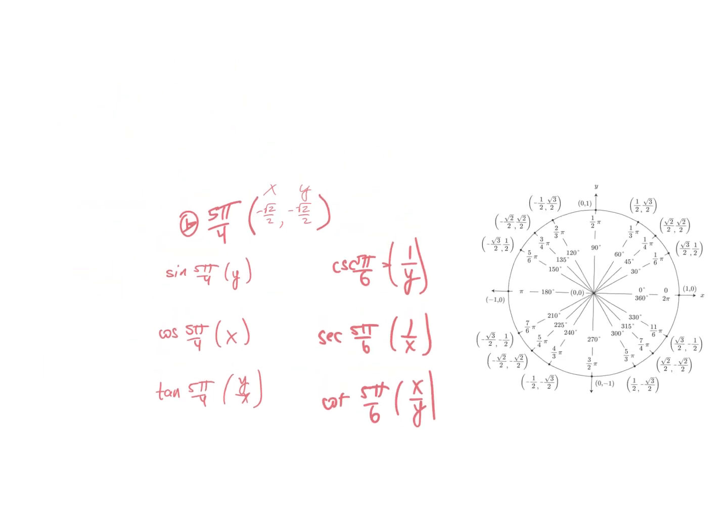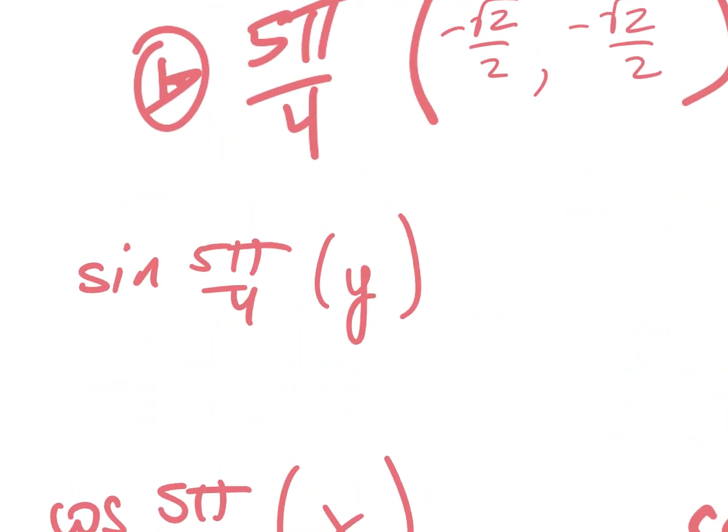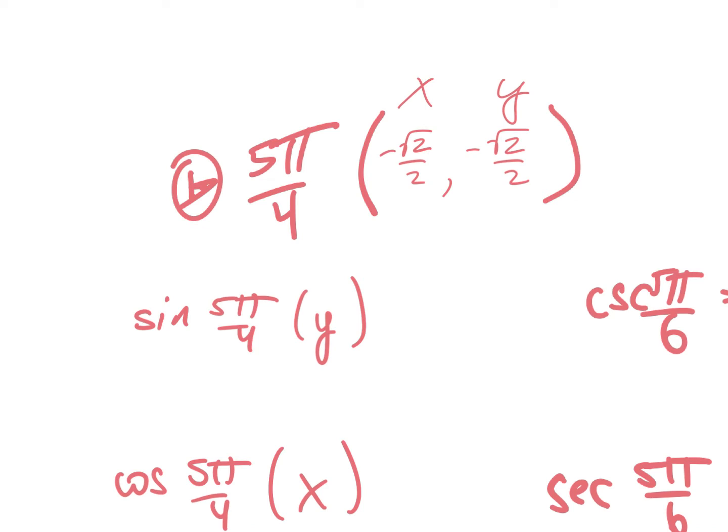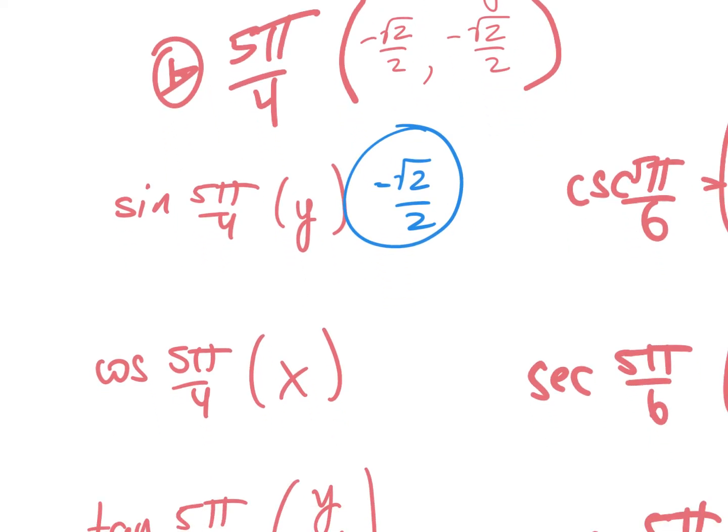So the first ones are pretty simple, guys. What is the y value? What's the y value of your ordered pair? Negative square root of 2 over 2. Everybody agree with that? You okay? All right, well, what's the x value? We'll go down to cosine. What's your cosine? The same thing, negative square root of 2 over 2.